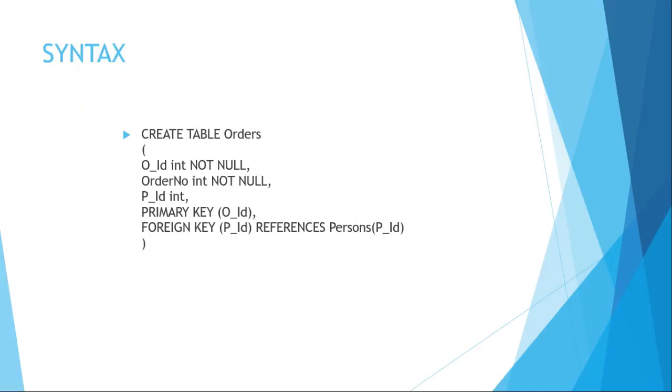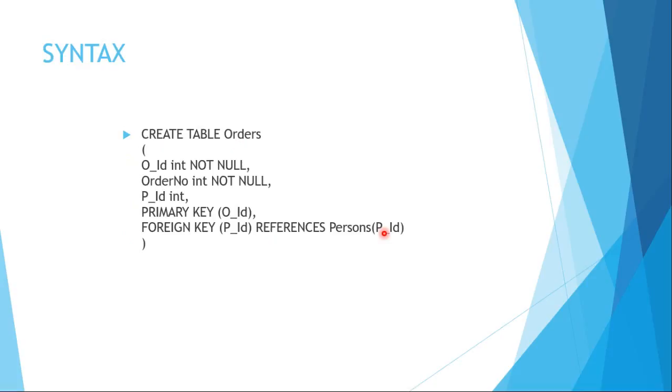So, this is the syntax that we will use later on for our video tutorial. So, we have here table orders. This is the name of the table. These are the attributes within the table orders, which is the OID, the order number, the PID, the primary key, which is the OID here, the foreign key, which is the PID that comes from another table, which is the persons table, which also has the same attribute, which is the PID.